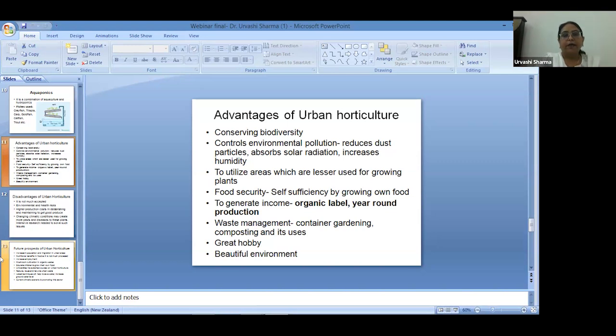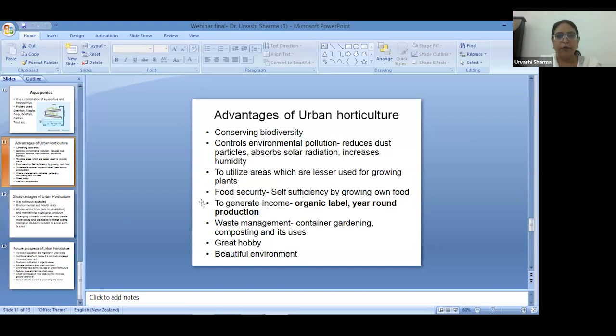The other point is that it controls environmental pollution. As we all know, plants are very good at absorbing harmful gases, solar radiation, and the noise we have due to vehicles, and they increase the humidity. So they are very, very useful for the environment. So urban horticulture is being really practiced and it's good for the environment. And the main thing is that we can utilize areas which are less used, like balconies. Even old buildings where nothing is being cultivated can be used.